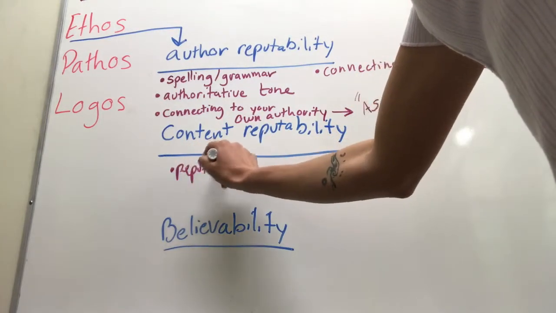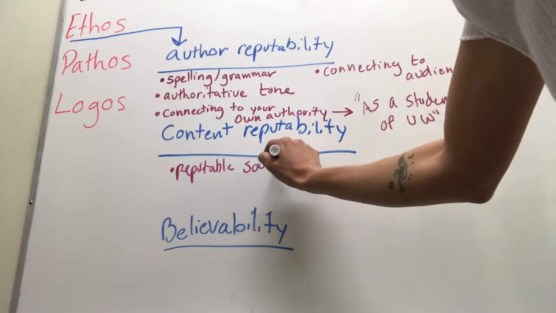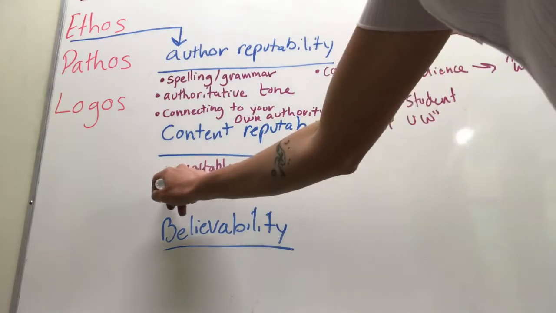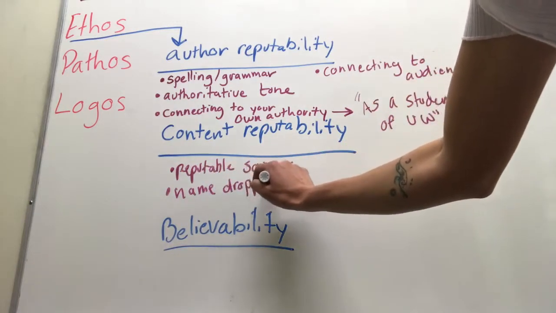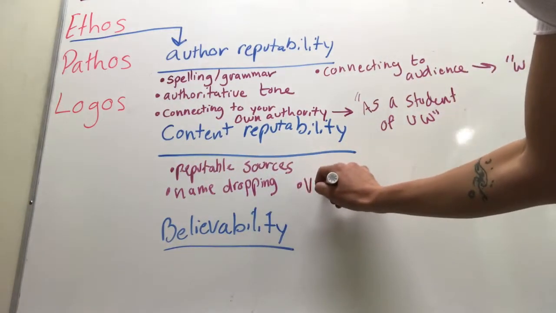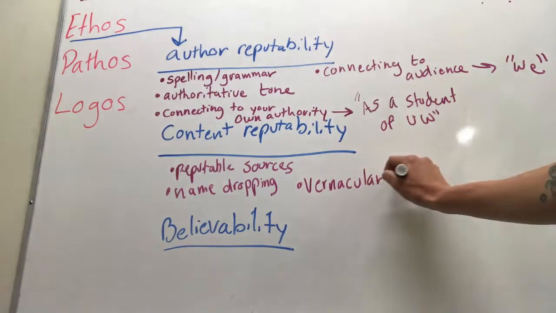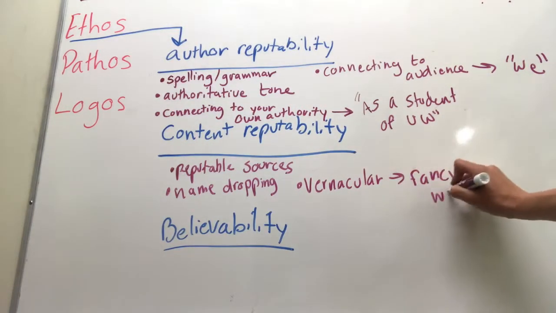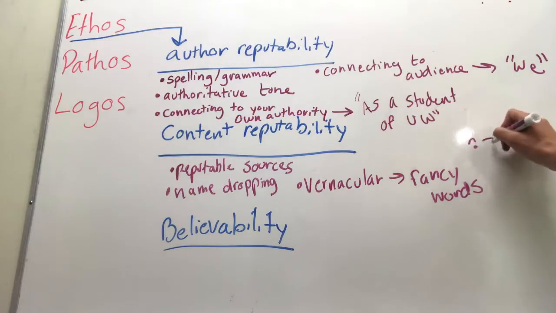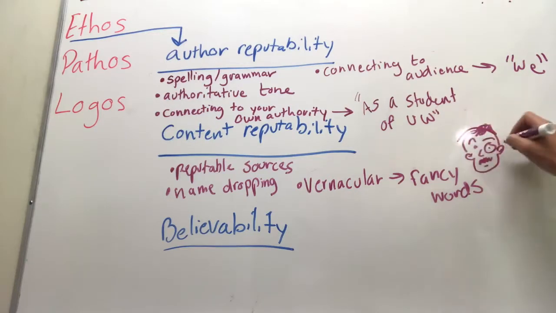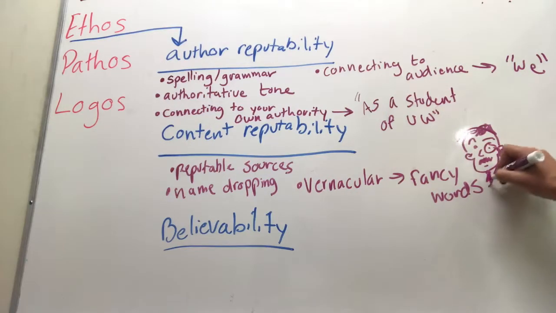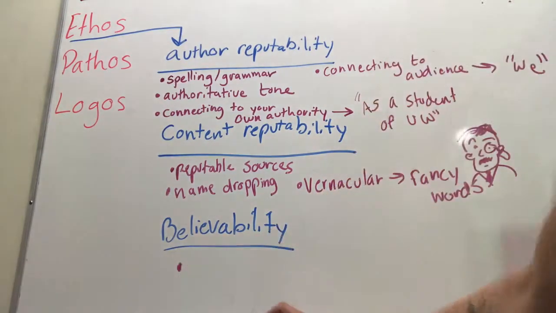So next we're going to talk about content reputability, and an easy way to build that is by using reputable sources and sort of name dropping them. So saying things like, according to the FDA, which is clearly a reliable place. Another way to add content reputability is using what we call vernacular, and this is basically just the fancy words that are used in a certain subject to describe things. So for example, in English, vernacular could be prose, literature, rhetoric. All of these terms are specific to English.